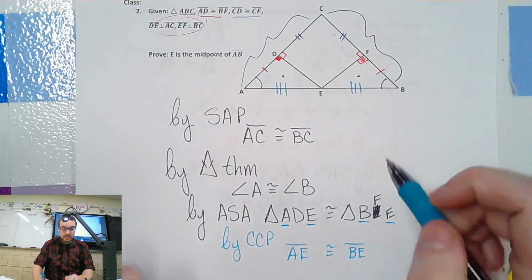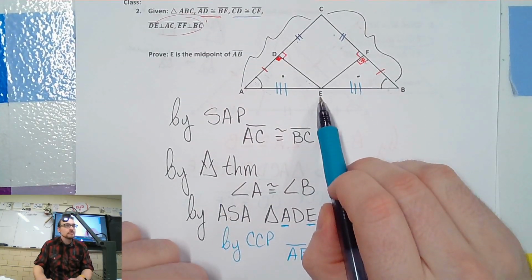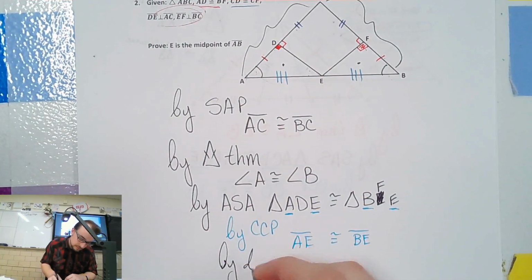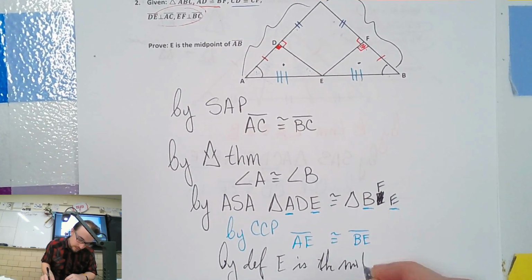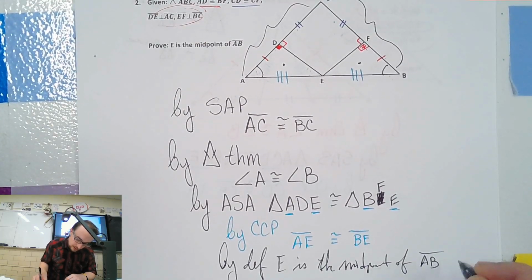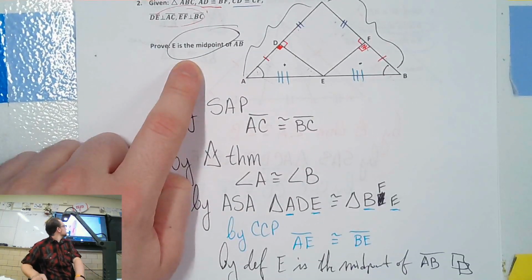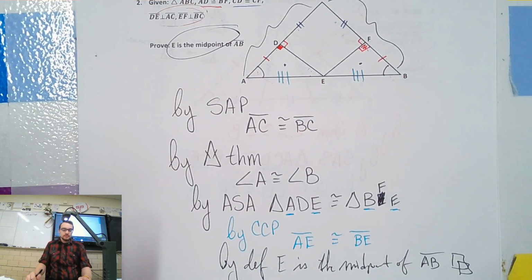Now, by definition, E is a midpoint, right? Cuts it into two equal halves. So by definition, E is the midpoint of A, B, and we're done. Again, always end with what they want you to say. Right there. How do you feel?